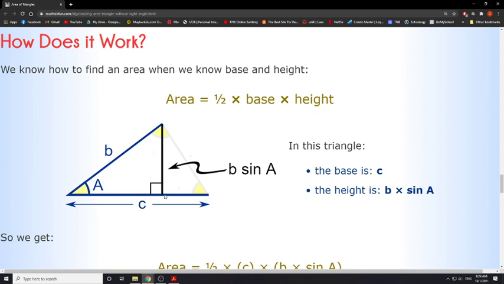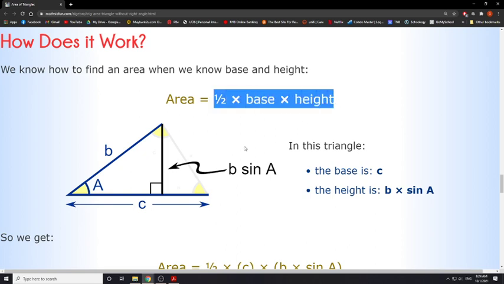Why is it like that? If you remember, your formula is half base times height. In this case, c is my base. But what about my height? How do I find my height? This is a little bit of trigonometry. If you remember your SOH CAH TOA, since we are using sine, it is SOH.